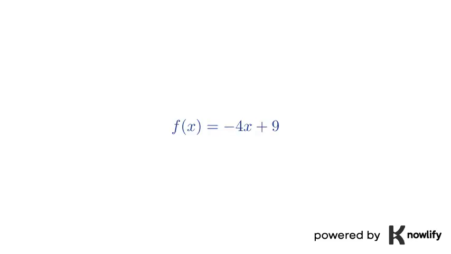After testing all options with both points, we find that only option B satisfies both conditions. Therefore, the correct equation for the linear function f is f of x equals -4x plus 9.